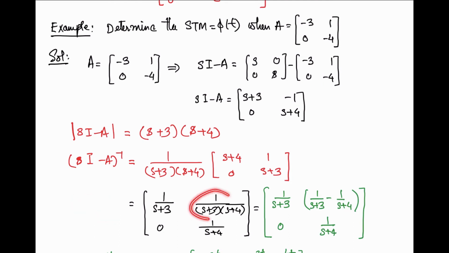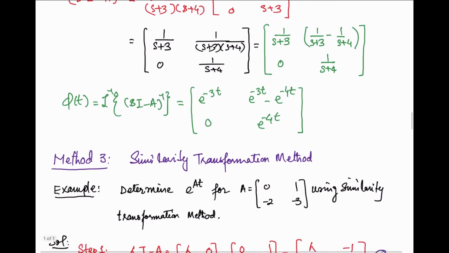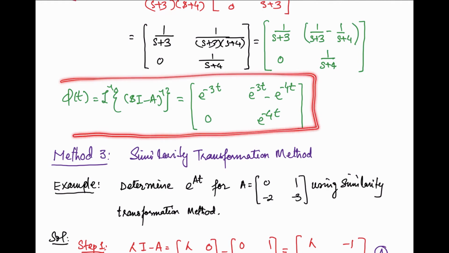Now if you make the partial fractions of this one, you can represent it like this. Okay, now the Laplace inverse of this equation will be the state transition matrix. So we are going to take the Laplace inverse, and for that we will have to find the Laplace inverse of each term. So Laplace inverse of this part is e raised to the power minus 3t. Laplace inverse of this one, for this part it is e raised to the power minus 3t, and for this one it is e raised to the power minus 4t. And for this it is 0, and for this it is e raised to the power minus 4t. So this is our state transition matrix.